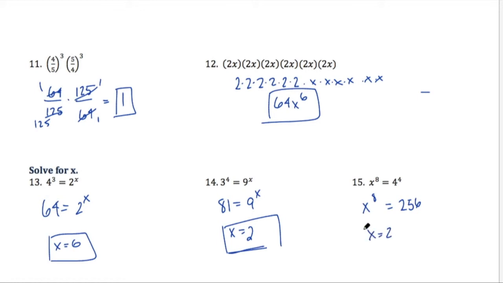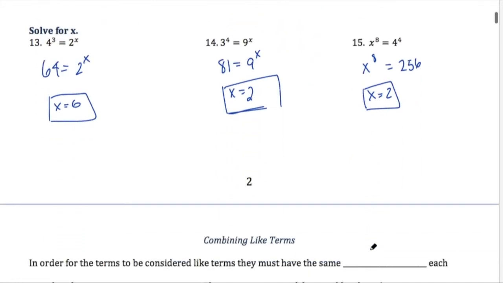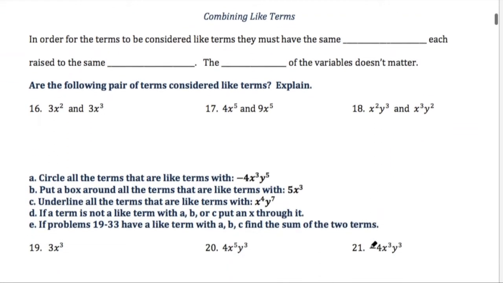Spectacular. Okay, we want to be able to combine like terms when we're dealing with exponents, so in order for the terms to be considered the same, like terms must have the same variable, each raised to the same exponent or power. The order of the variables doesn't matter.